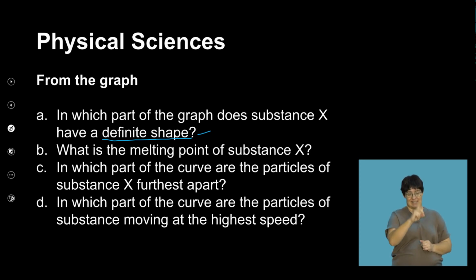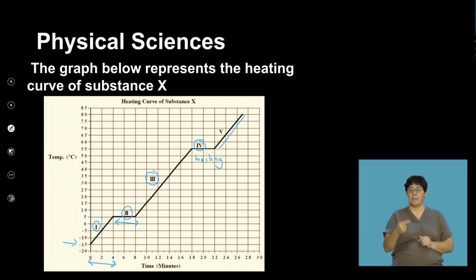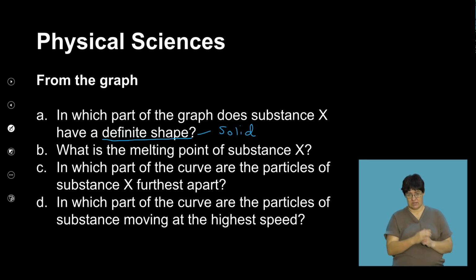So we ask ourselves, at which point on that graph is the substance in solid form? If we can go back, we understand that between 0 and 4 minutes, we have the substance in solid form. So that is stage 1 of that graph. On stage 1, this substance is a solid because we have to relate this property to a particular state of matter, which is the solid, okay?